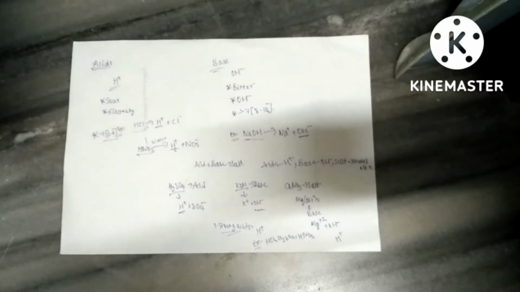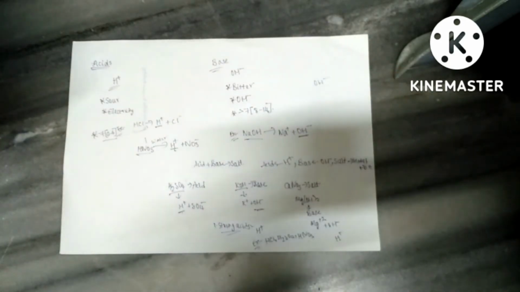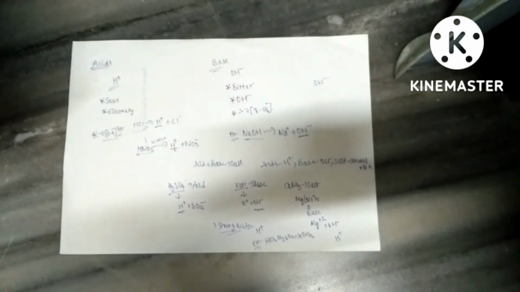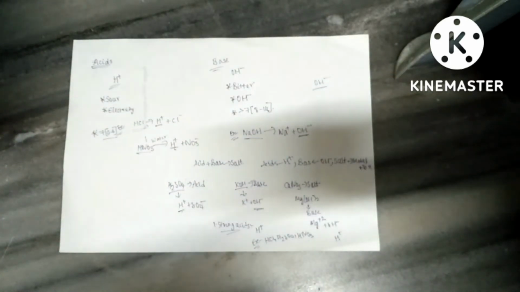Next, types of bases. Bases are further classified into two types. They are strong bases and weak bases. Strong bases are the bases which completely dissolve in water and give a large number of OH minus ions. Here strong bases also produce more amount of electricity.